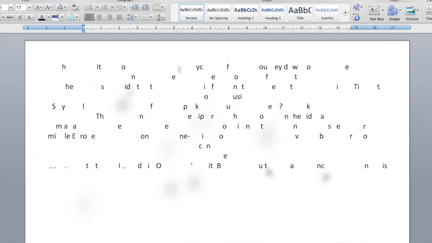Now that's just extract one, or sample one of the same bullet point, the same plot point within that story. But let's have a look at extract two, another way that I could approach that.